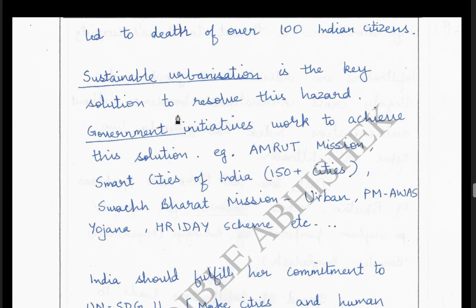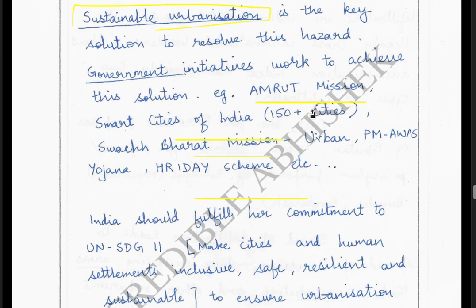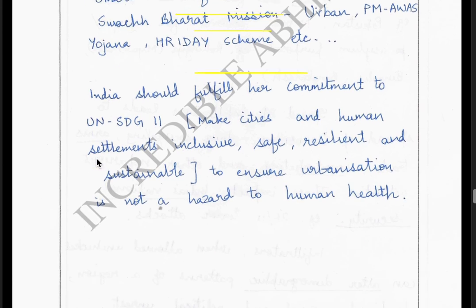Sustainable urbanization is the key solution to resolve this hazard. He could have boxed this word key, but yeah, it's okay. So sustainable urbanization is the keyword which this guy has dropped. Government initiatives work hard like Amrut, Smart Cities, this. You don't write this in bullet points, you don't write it in a hub and spoke, you write it just like this in a paragraph.